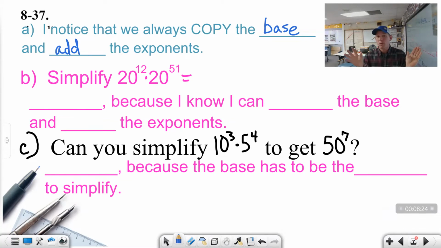How many X's are there? How many Y's are there? How many 5s are there? How many 2s are there? How many 3s are there? I did not combine them. So problem letter B.